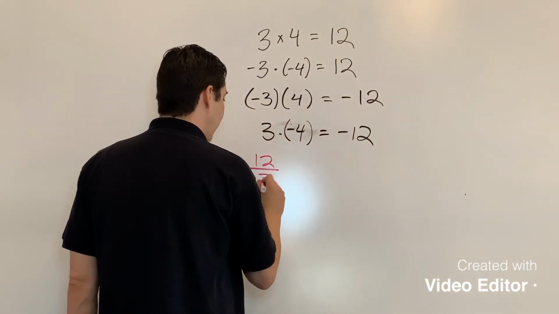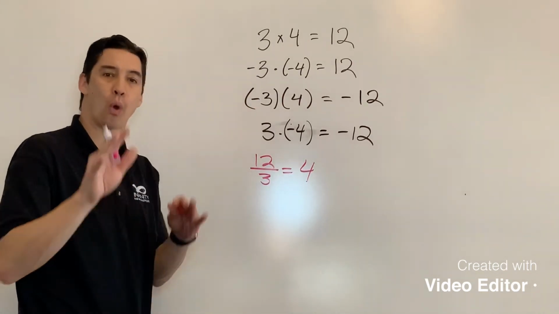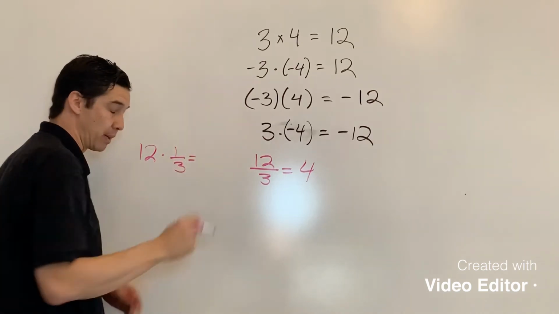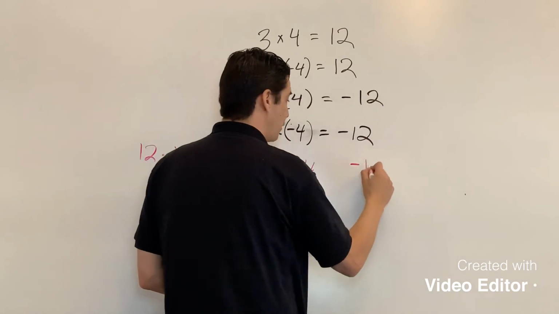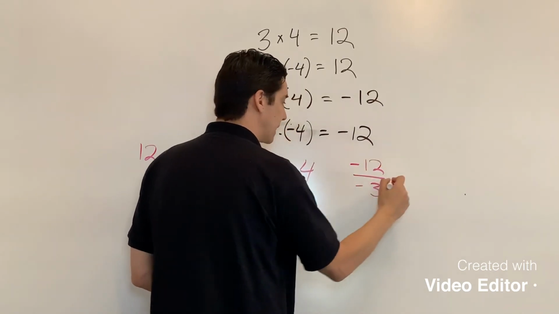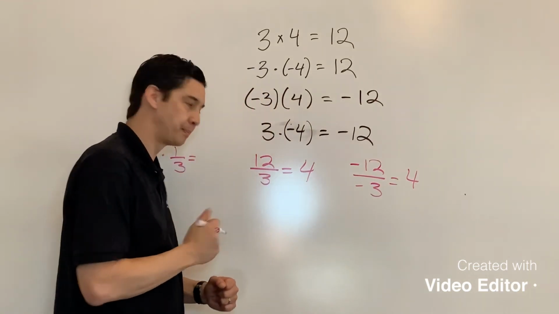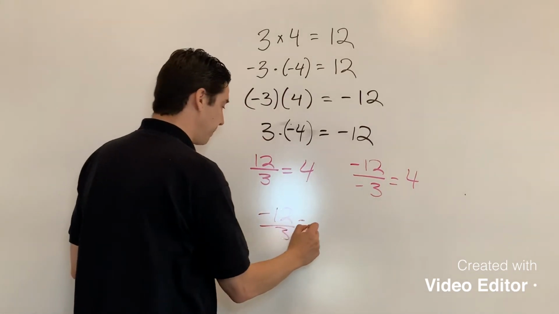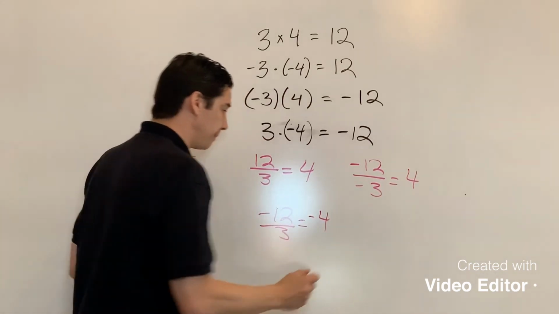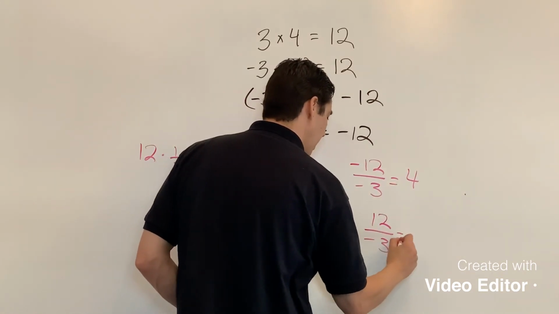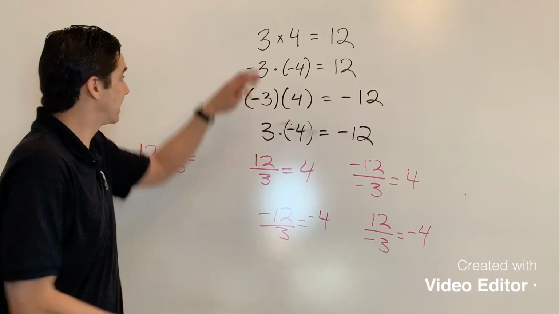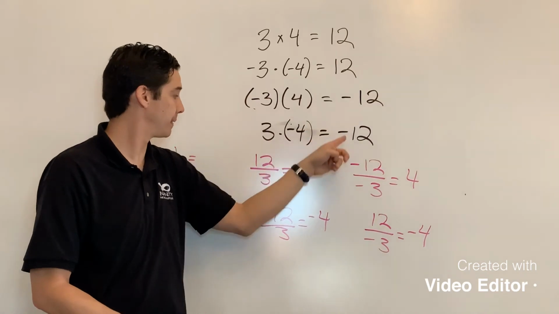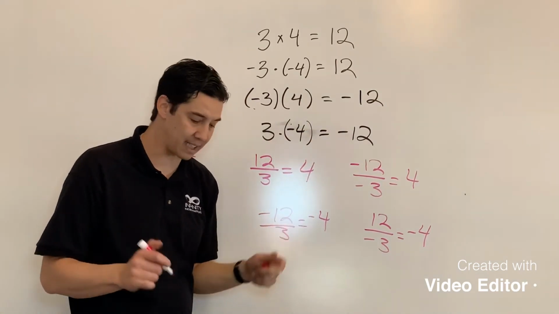12 divided by 3 is 4. Of course, you could look at it as 12 times the reciprocal, which is 12 over 3, which is 4. Same thing. Negative 12 divided by negative 3. Signs are the same. It's positive. Guess what's coming up next? That's right. Signs are different. Negative 4. Or, signs are different. Negative 4. Signs are the same. Positive. Signs are different. Negative. It's that simple, everybody.